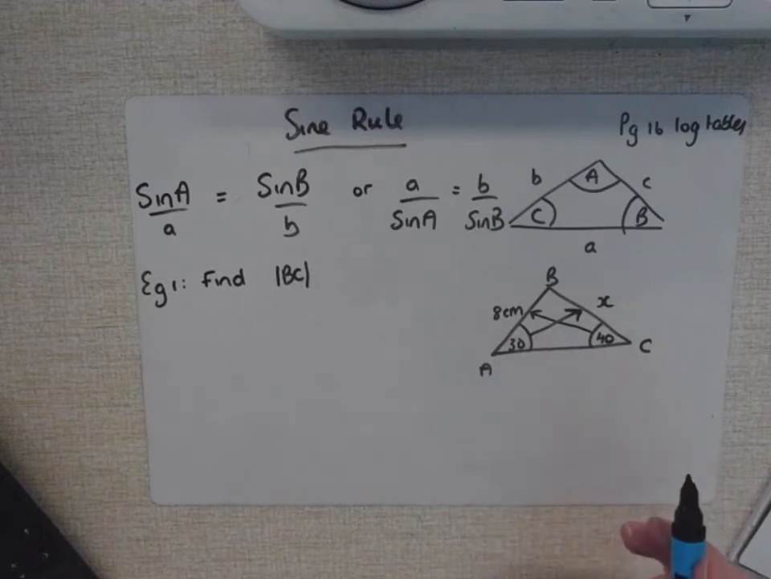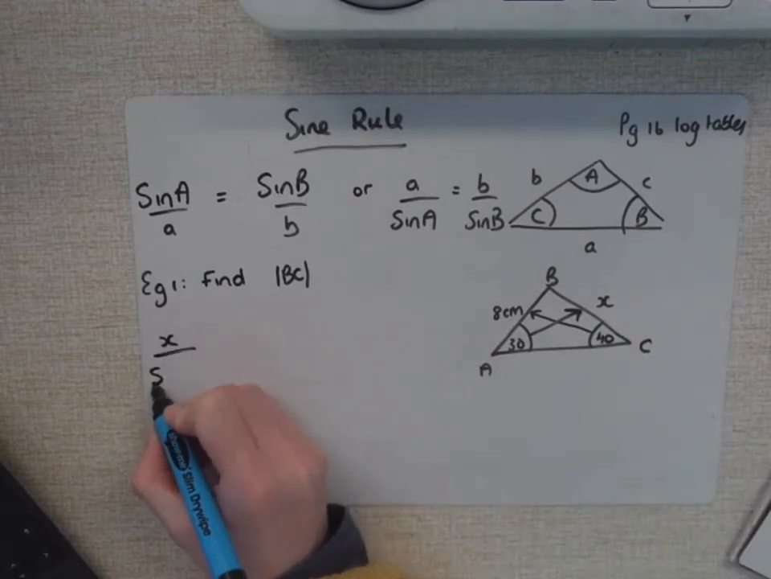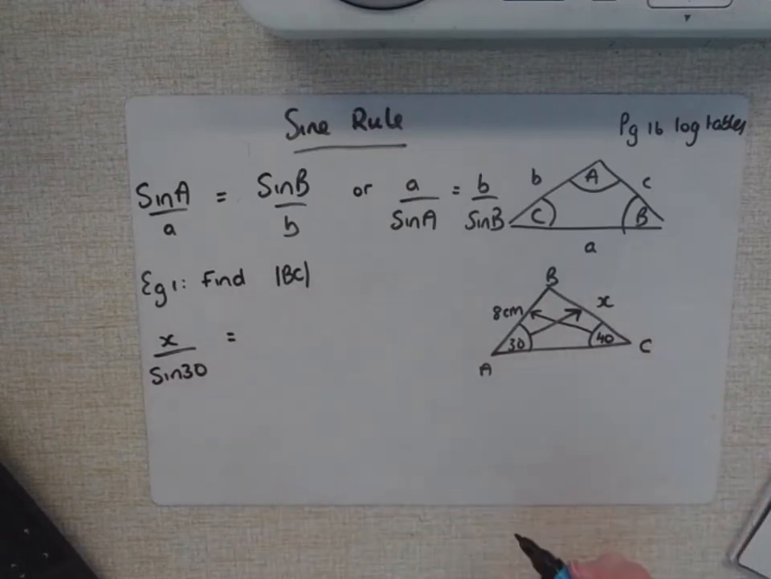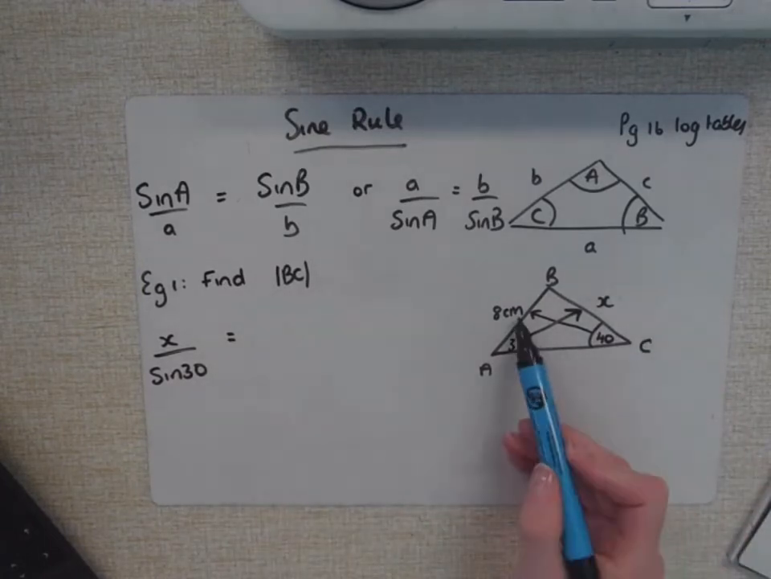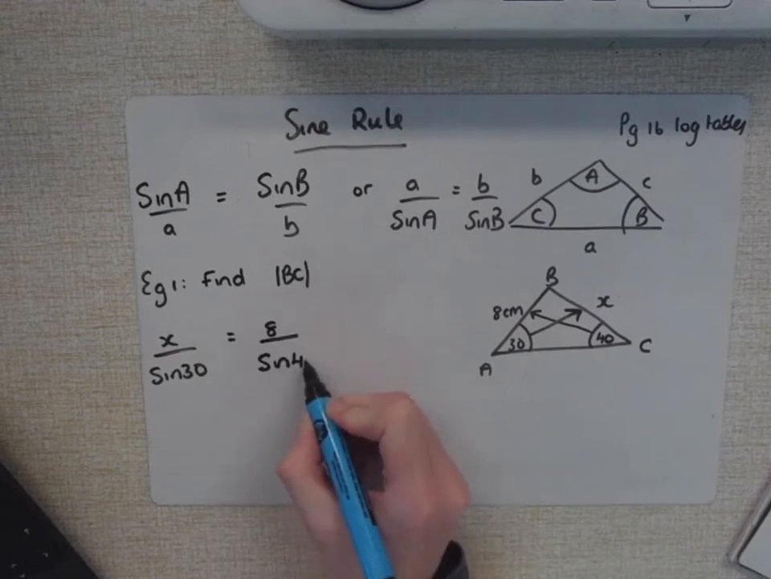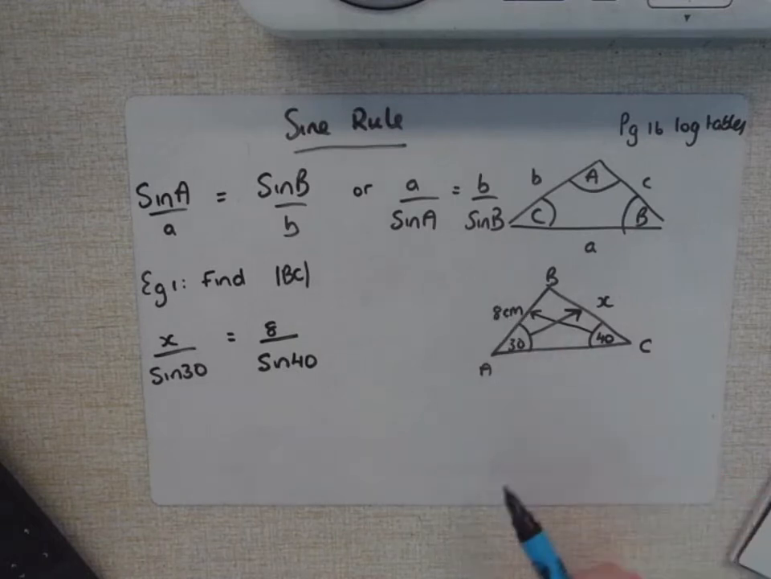You're always going to start with the x, with the unknown. So it's a side over sine of the angle opposite. So x over sine 30 equals another side over sine of the angle opposite that. So x over sine 30 equals 8 over sine 40.